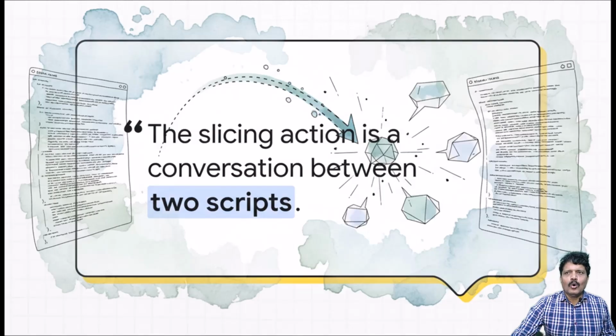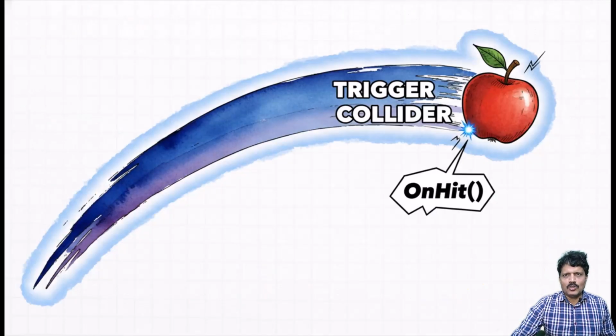It's actually more like a quick conversation happening between two different scripts. The script on your swipe trail and the script on the target. Okay, so first let's listen in on the swipe side of the conversation. Our click and swipe script has what's called a trigger collider on it. You can think of it like a little invisible sensor. The moment that sensor touches another object, it says, hey, what are you? It grabs that object's target script and calls its onHit function.